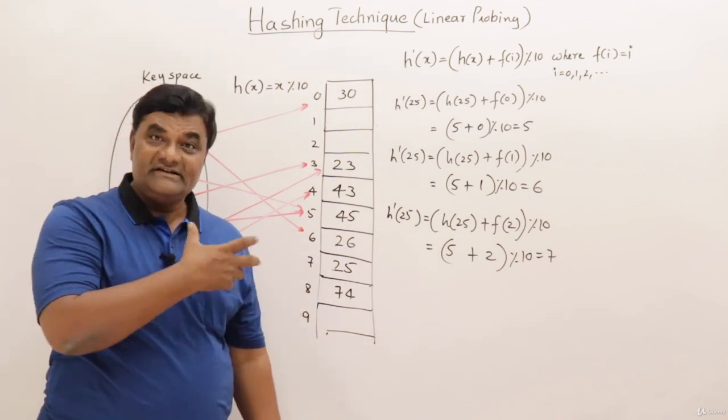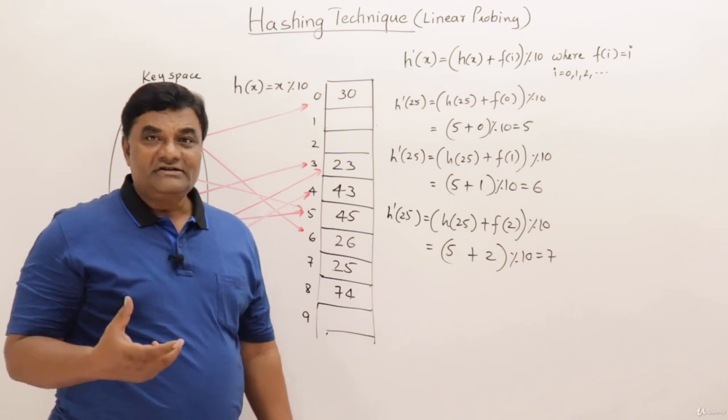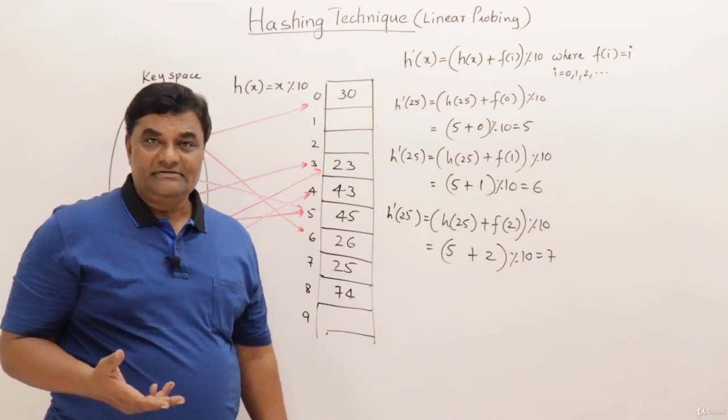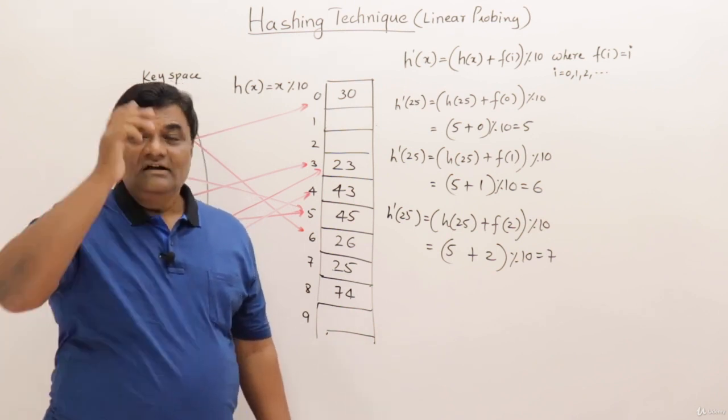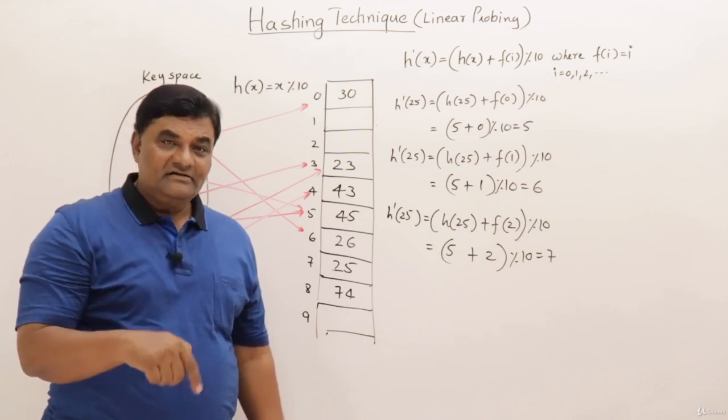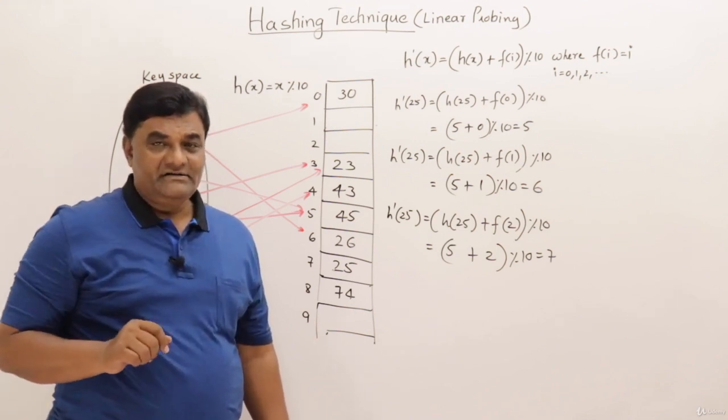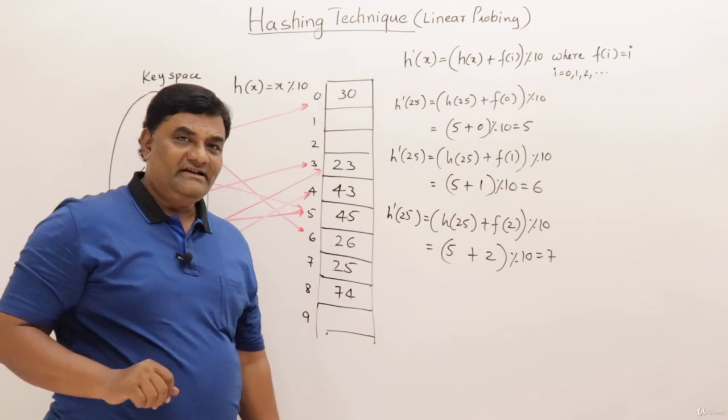So that's it. In this linear probing solution, there may be many collisions. More than one collision is possible, and we try to probe linearly until we get a space. Now I will add 2 more keys and show you.